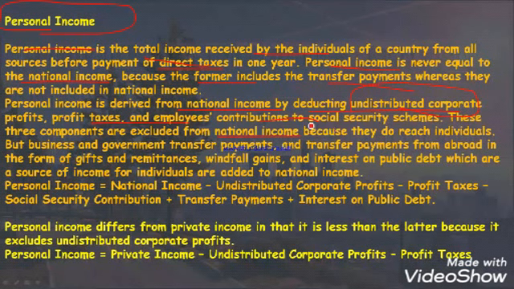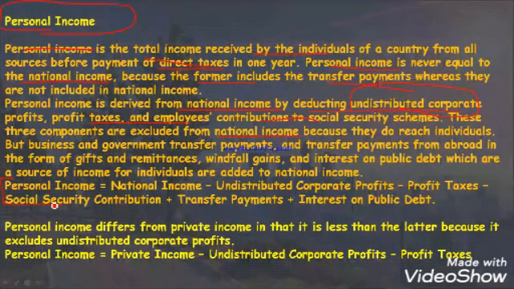Remember, what are excluded from national income? Profit taxes, employees' contribution to a social scheme, and undistributed corporate profit. These are three things which are excluded from national income. Very important from the MCQ point of view, because they do not reach the individual but are business and government transfer payments and other things. Now let's talk about the formula of personal income.